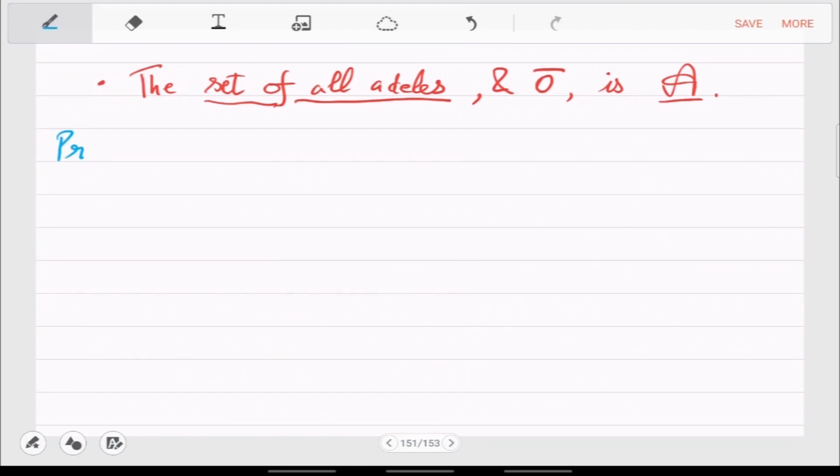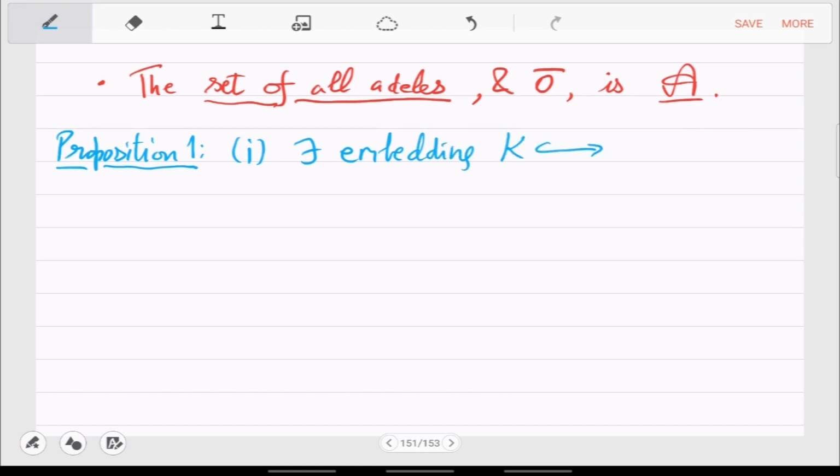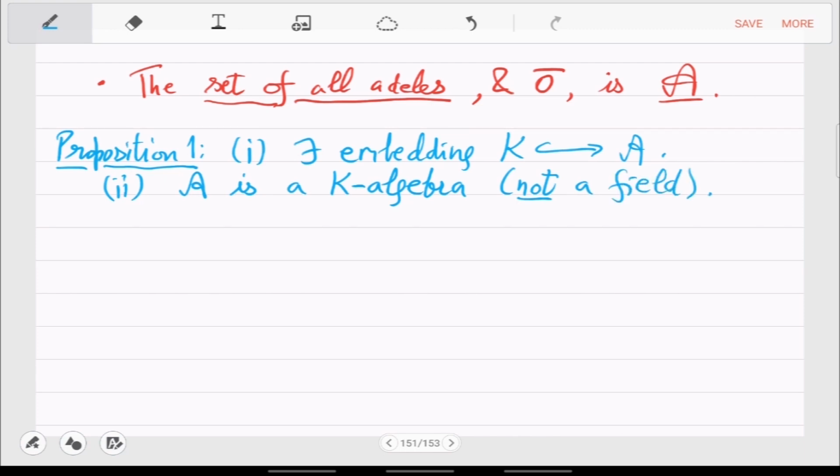So proposition 1. From these propositions it will be clear that this object is necessary for what we want to do. So proposition 1 shows that there exists an embedding of functions into Adele. So functions are Adeles. A is a K-algebra, but it's not a field, right? So here already you see that the function field was a field, but Adele is not a field, but it contains the function field as a subset.